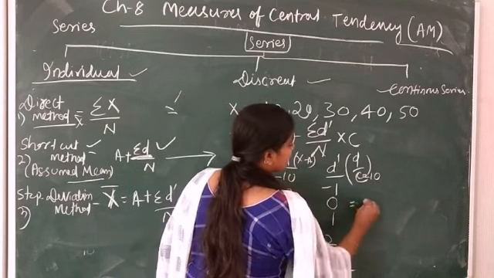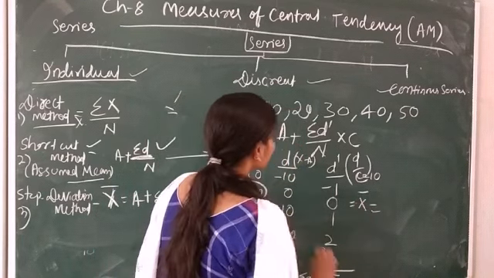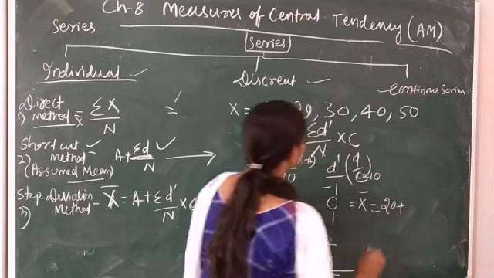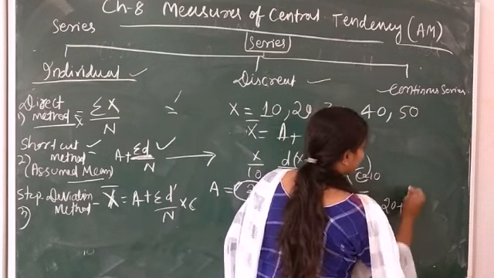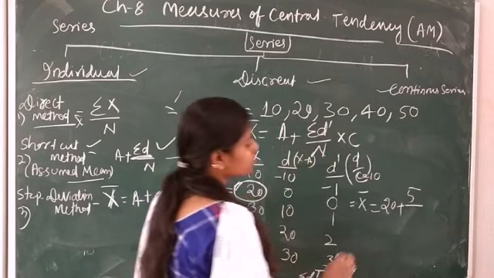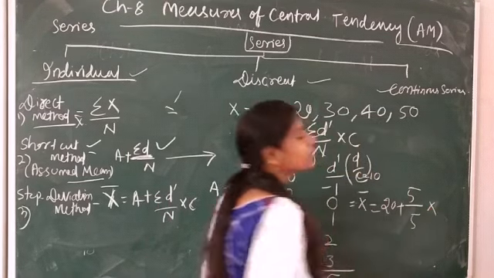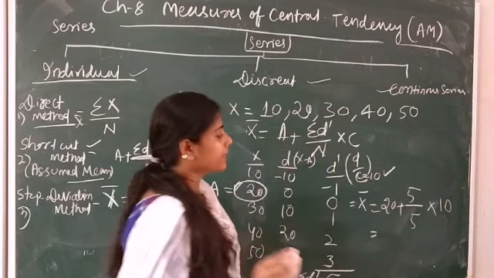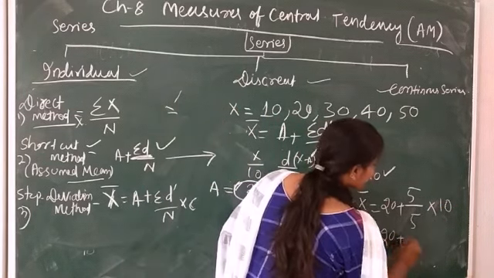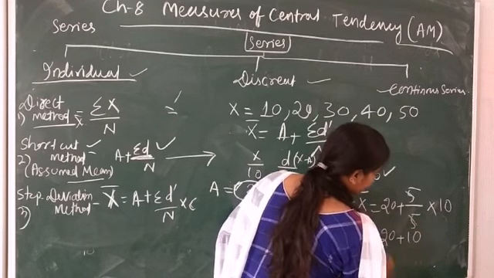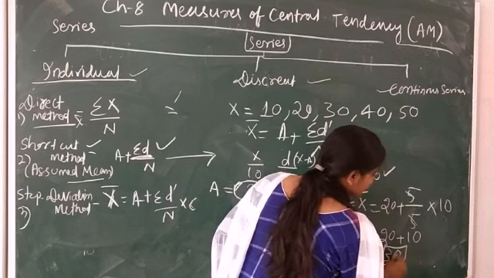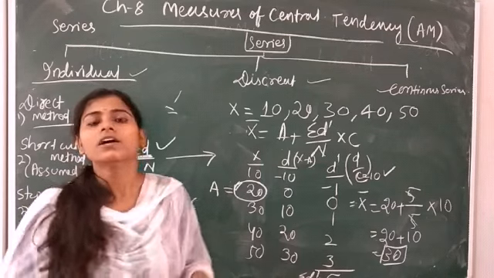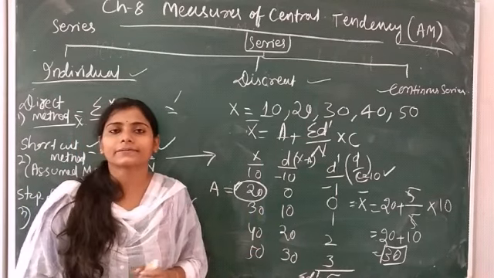Now put in the formula and get the answer for the mean. So mean equals a plus summation of d dash, where a is the assumed mean, we take 20, plus summation of d dash equals 5, divided by n equals the number of items, that is also 5, into c, which we take as 10, divisible into all the items of d. So the answer will be 20 plus 10, and the answer is 30. As with the direct method, shortcut method and step deviation method, the arithmetic mean answer is 30.